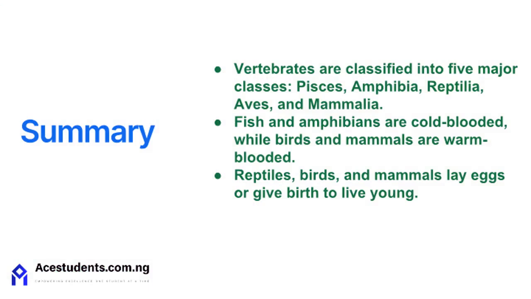In summary, vertebrates are divided into 5 classes: fish, amphibians, reptiles, birds, and mammals. Some are cold-blooded, like fish and amphibians, while others, like birds and mammals, are warm-blooded. Each group has unique features suited to its environment.